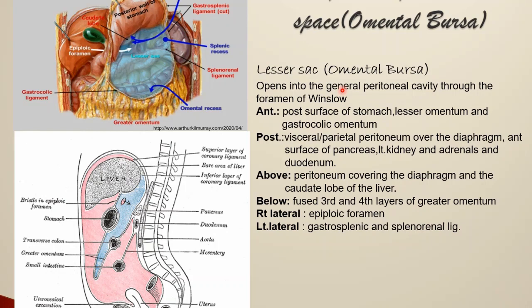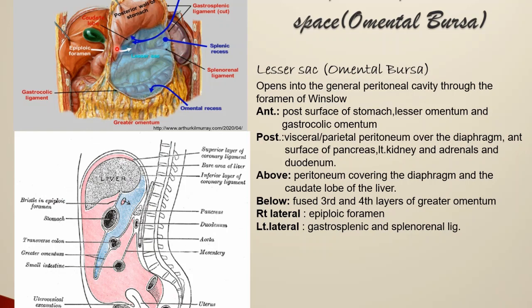If you want to look at the boundaries of the left anterior subphrenic space, you can see two slides back. Now, the left posterior subphrenic space is the omental bursa, also known as the lesser sac, and this opens into the peritoneal cavity through the foramen of Winslow. See this figure, it's a very good figure. The foramen of Winslow opens to the right, and from there you enter into the omental bursa.